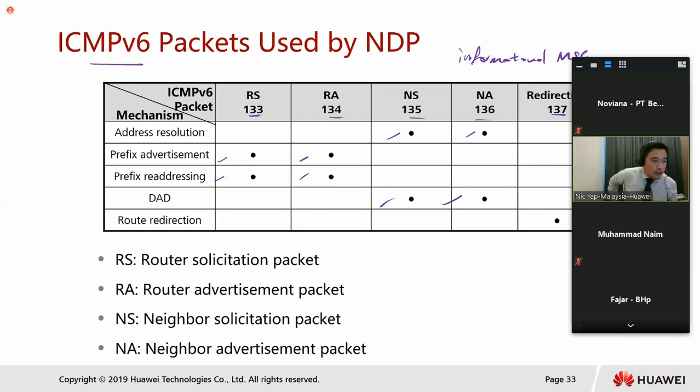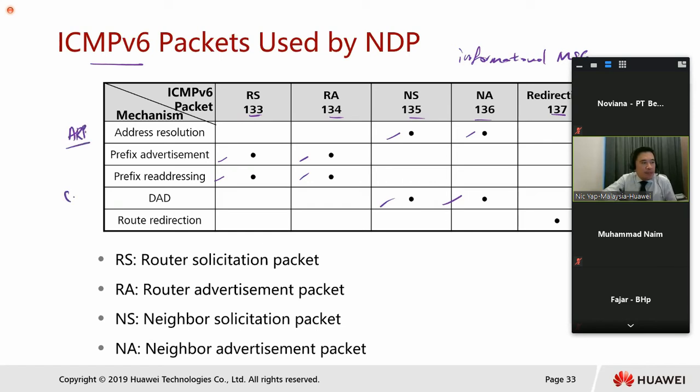So just now I was talking about RS, RA, NS and NA. The last one is redirection, which is meant for route redirection. That is on ICMPv6, the port numbers and type numbers they use inside IPv6. So they have extended ICMPv6 information. You can see that ARP is here.